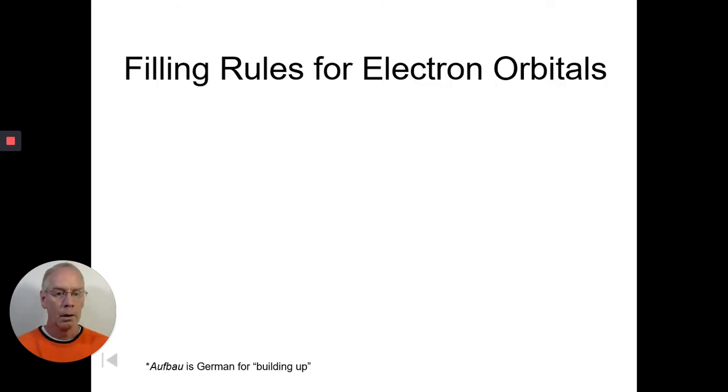All right. Now there are certain rules that apply in doing and writing electron configurations. The first one is called the Aufbau principle. It's a German word meaning building up.